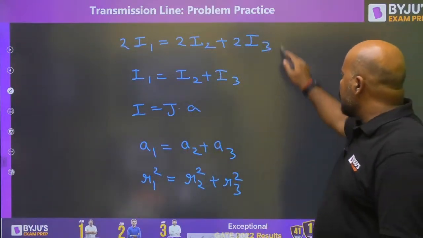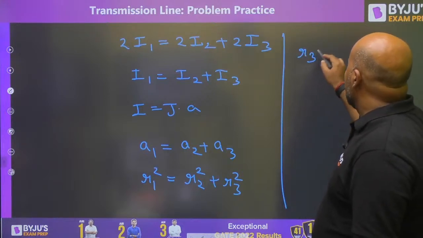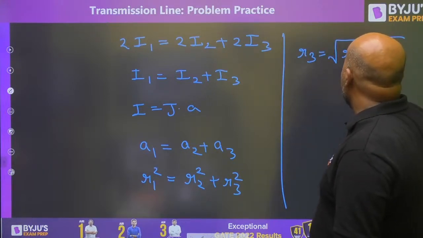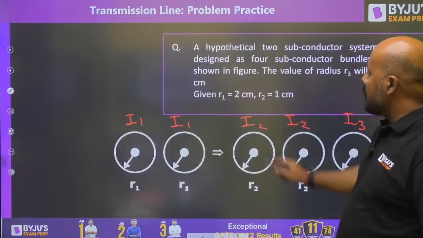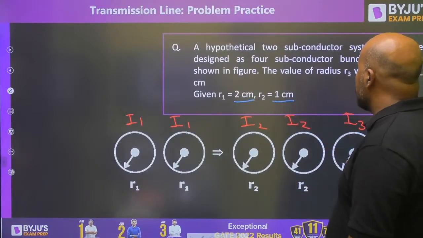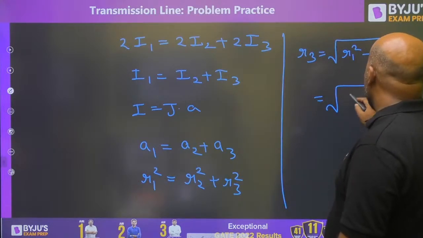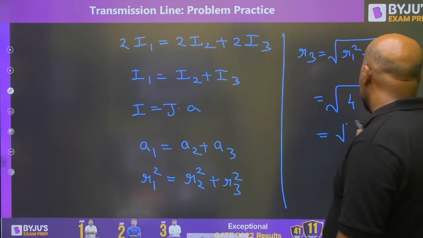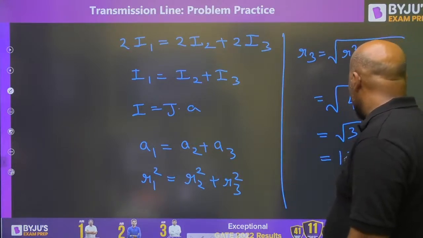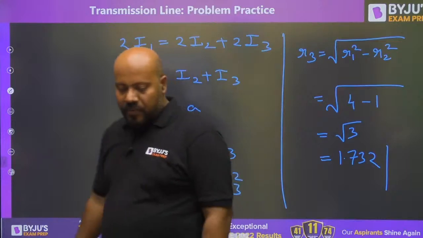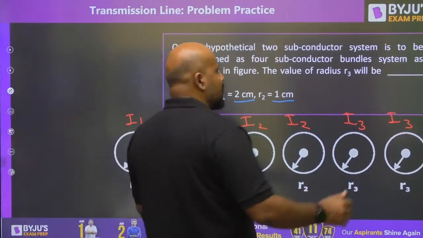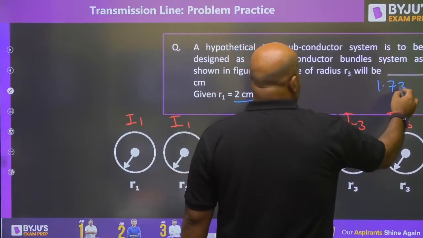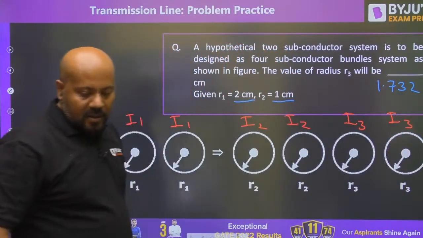Now he is asking R3. So can you give me what is R3? R3 is going to be under root of R1 square minus R2 square. What is the value of R1 and R2? R1 is given as 2 centimeter, R2 is 1 centimeter. So this is going to be under root of 4 minus 1, that is under root 3. And what is the approximate value of under root 3? 1.732. Is it clear? What is the answer you are getting for radius R3? It is 1.732 centimeters. Is it clear, everybody?